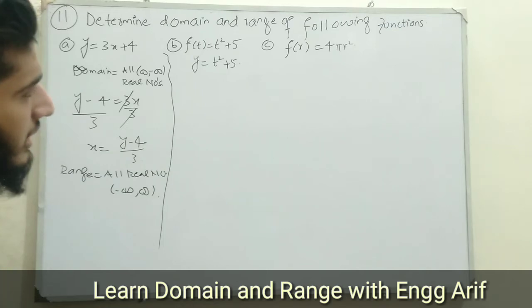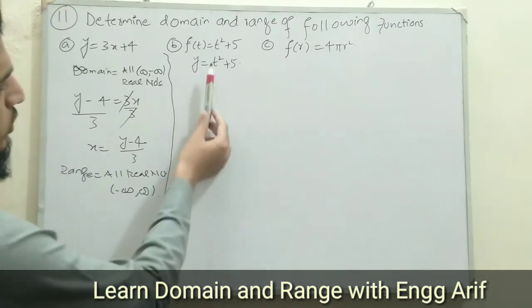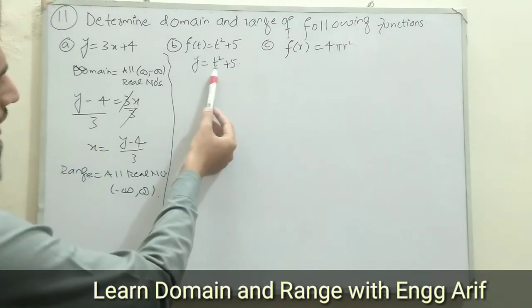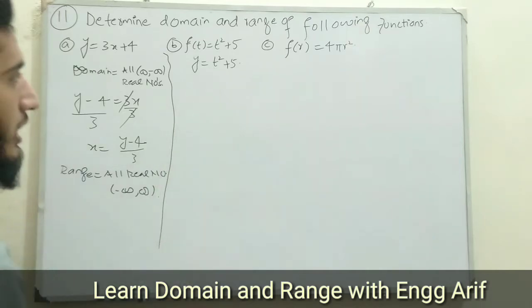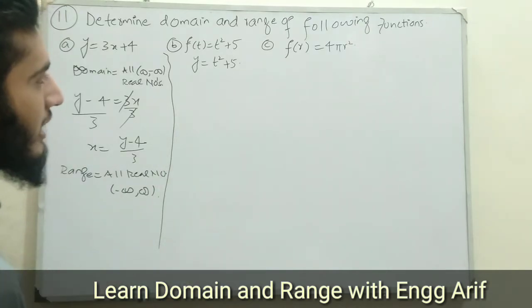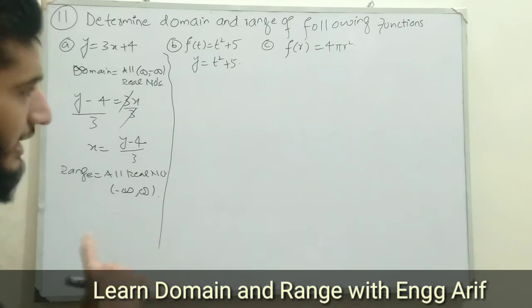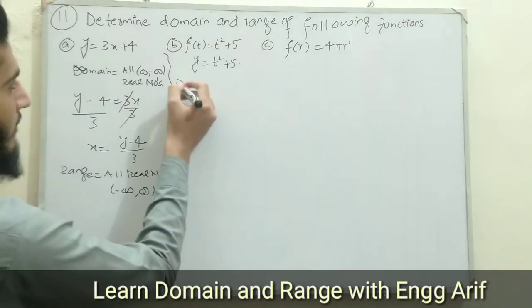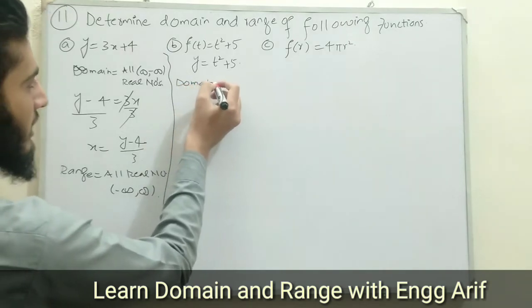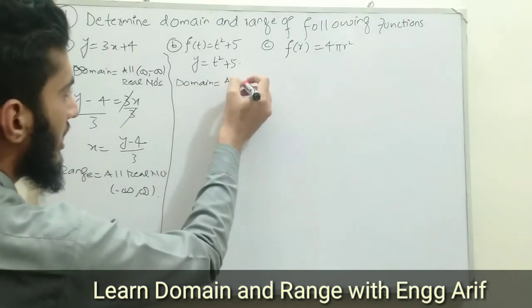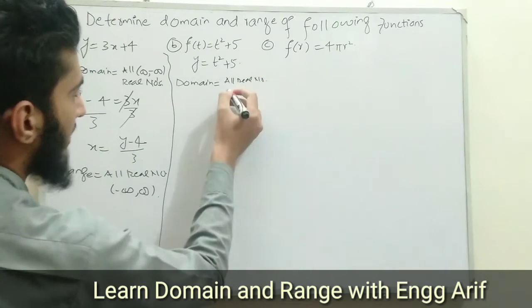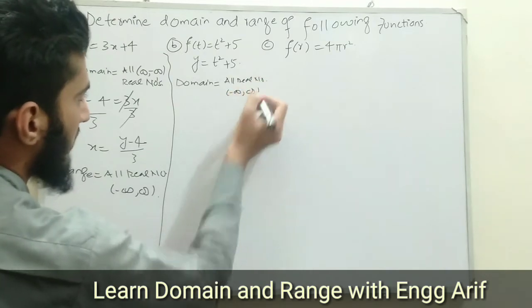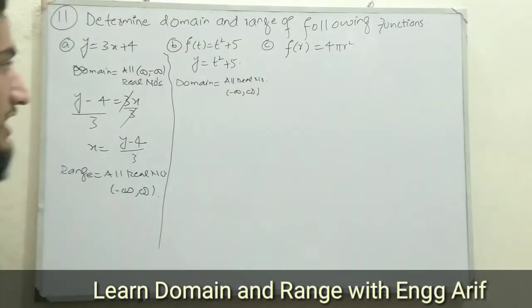So if we put each and every positive or negative value to t, it will give us a real number. It means that it is defined at each and every positive or negative value. So it means that the domain for this function will also be all real numbers, from negative infinity toward positive infinity. We can write it in two ways just like this.